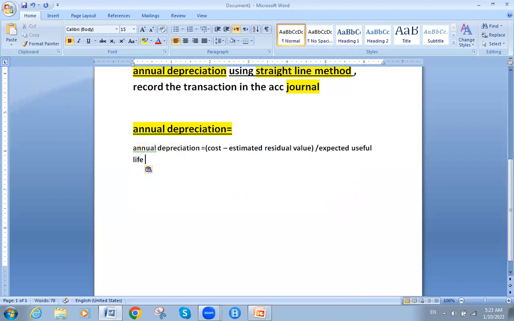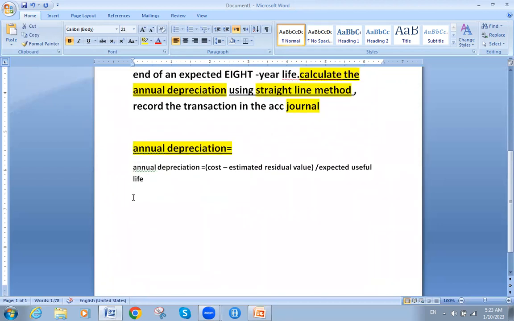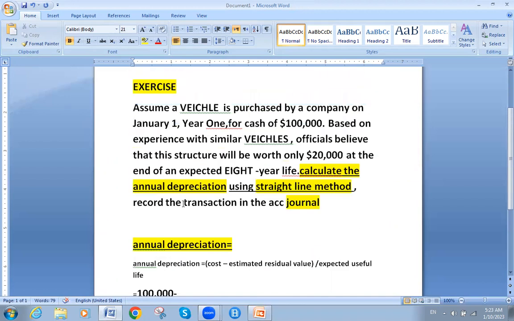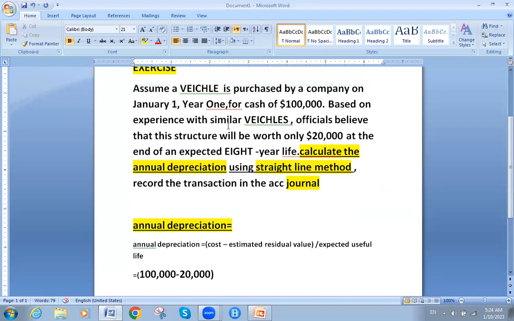So here that will equal 100,000. Here is the 100,000, copy. That will equal 100,000 minus the residual value, which is 20,000. The residual value is 20,000. Copy. This is the residual value. Then I will put this between brackets like this. Then this is divided by the number of years. The number of years here, we said 8 years.